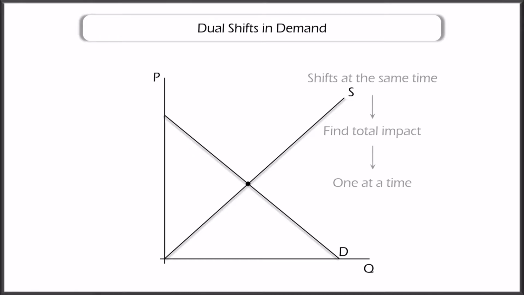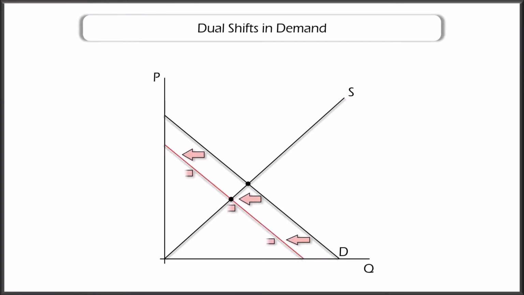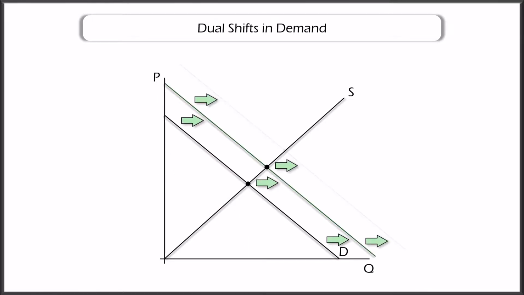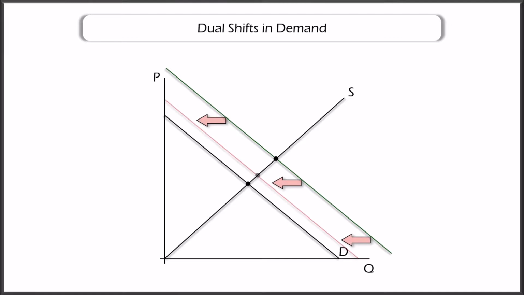If both shifts are in the same direction, the impact on price and quantity is fairly straightforward. Two decreases in demand look like this, while two increases in demand look like that. If both shifts are in opposite directions, however, price and quantity of equilibrium may change one way or the other. For example, a stronger increase in demand leads to a cumulative increase in the demand curve. The same logic applies to more than two shocks.